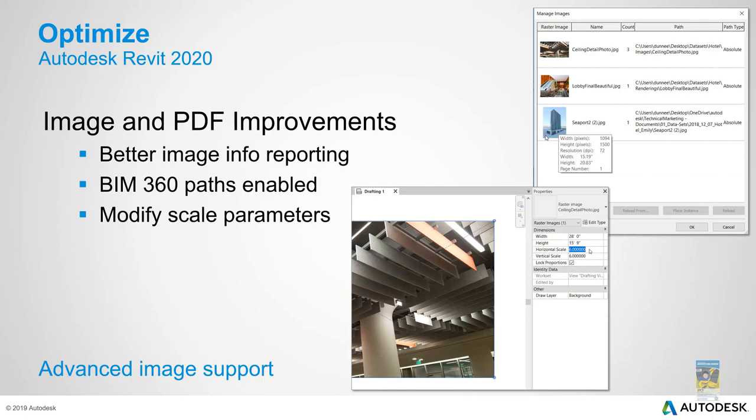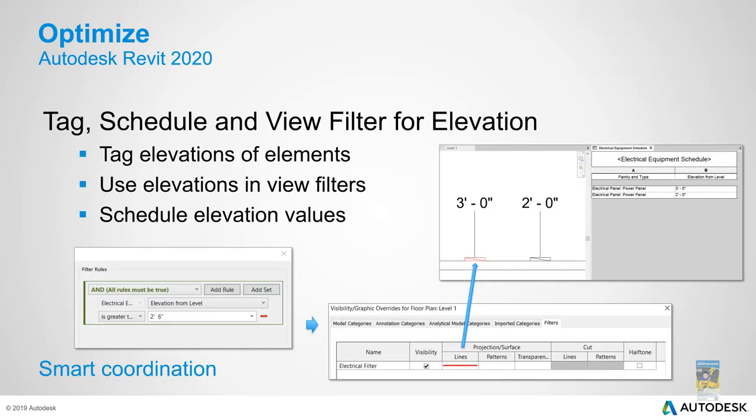You have image and PDF improvements as well, which I didn't list, but it's just really something about looking at more of the information that's coming out of the image file. Here we're talking about the tagging of an entity and using a filter tool that adjusts for the elevation of the object.